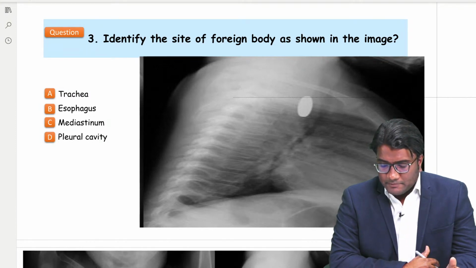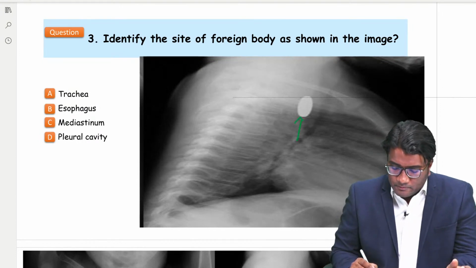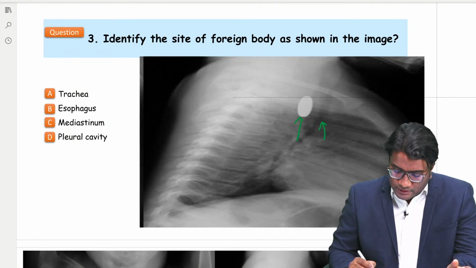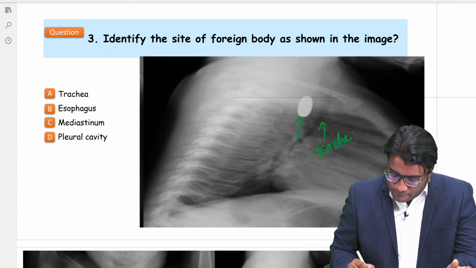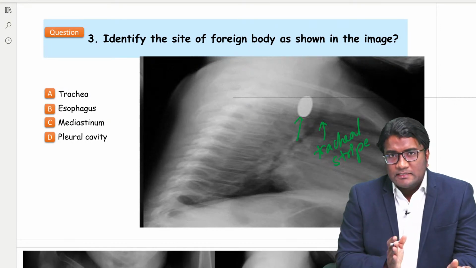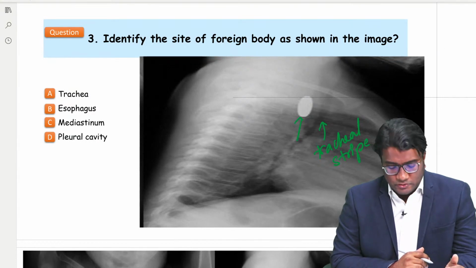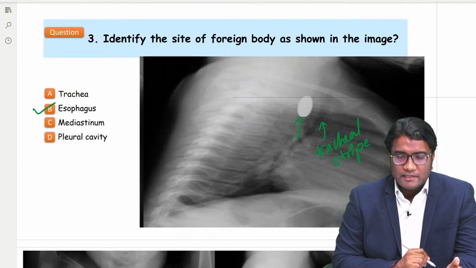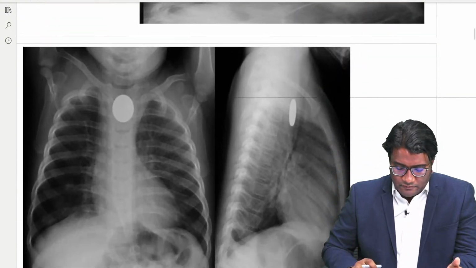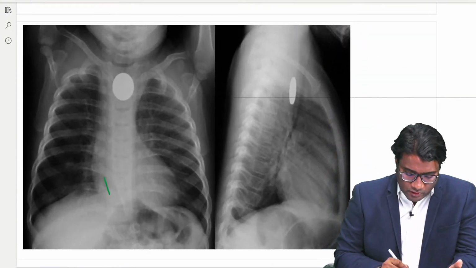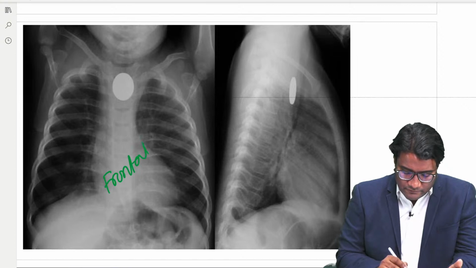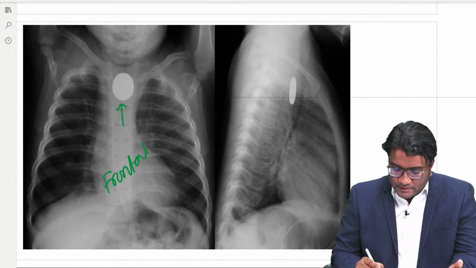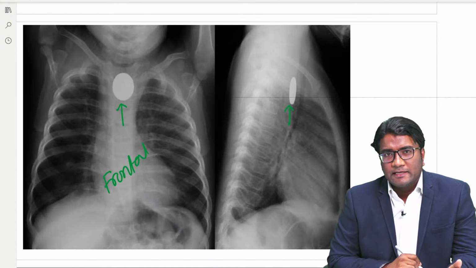I keep telling this question again and again. This is a coin that is located posterior to the tracheal stripe. If you can see anteriorly, this is the tracheal stripe, a black lucency that is present. And you are seeing this is posterior to the tracheal stripe. So this is the coin in the esophagus. If you have a coin in the esophagus, on a frontal radiograph it appears like this, and on a lateral radiograph, it appears posterior to the tracheal stripe.